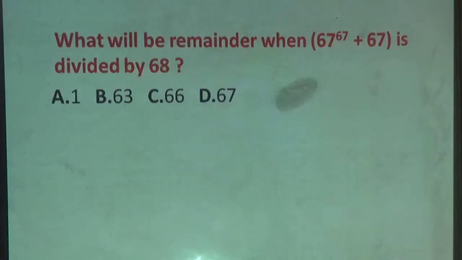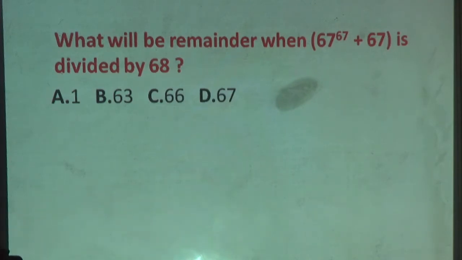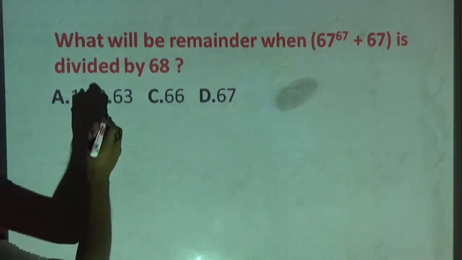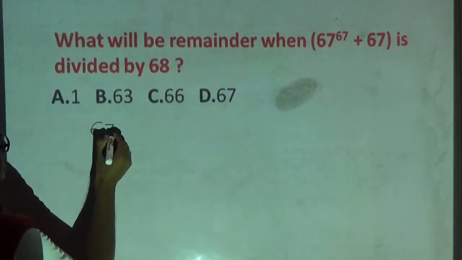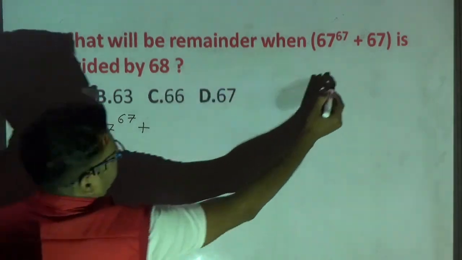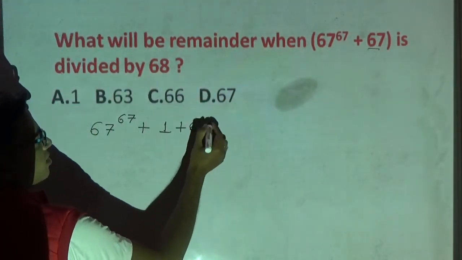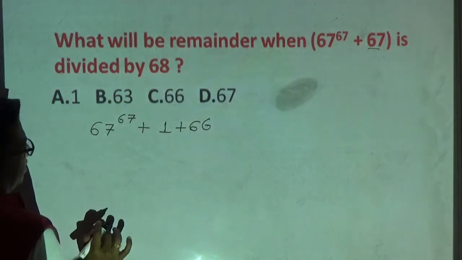Now we shall go for the questions on the concept I explained now. Please hear. What will be the remainder when 67 power 67 plus 67 is divided by 68? See here, 67 power 67 plus 67 is there. This 67 I can write like this: 1 plus 66. What is 1 plus 66? 67 only. I have just written it in this format.